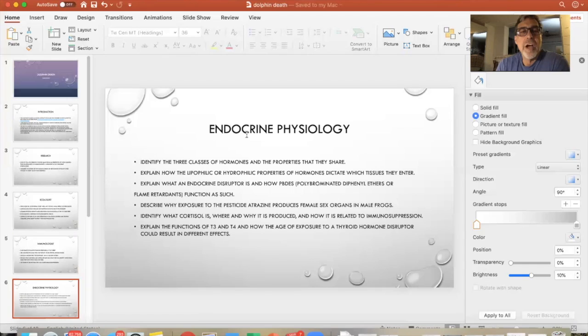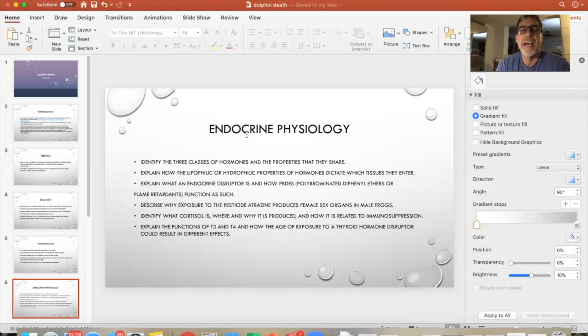Endocrine physiology would be the role of hormones, right? So this is all about hormones. Sometimes these dolphins can be exposed to chemicals in the environment that act like a hormone. It fools the dolphin's body into thinking that it's a hormone reaction going on, but really it's not. It's a contaminant from the outside.